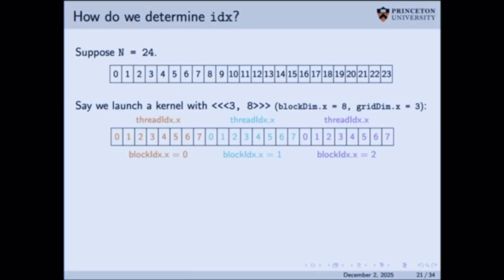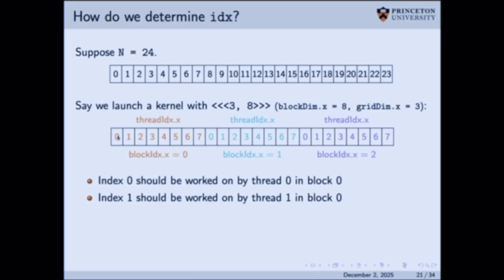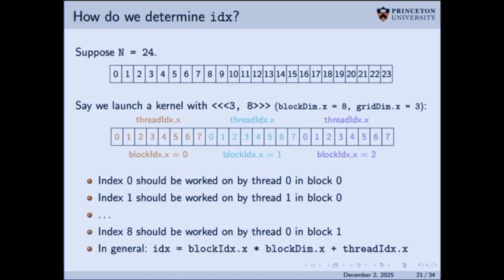So I guess it's not hard to see that maybe we want index 0 to be worked on by thread 0 in block 0, and that's just a matching from here to here. Similarly, index 1 should be worked on by the thread at index 1 in block 0. So on and so forth. Index 8 should be worked on by thread 0 in block 1. That's this one here.